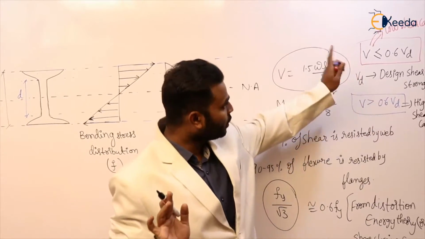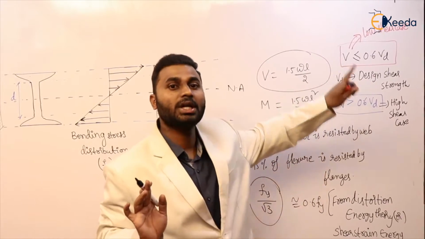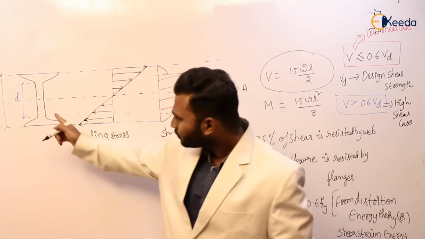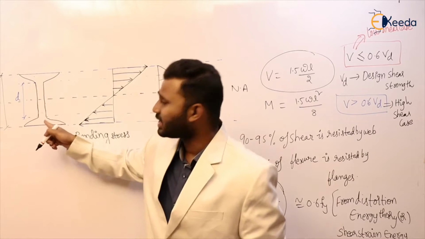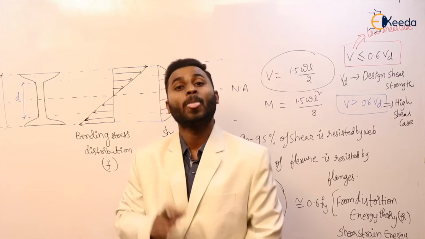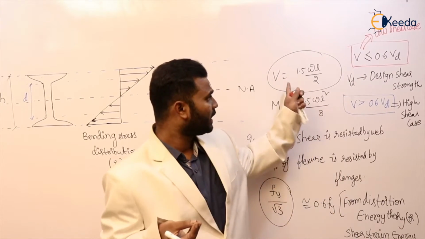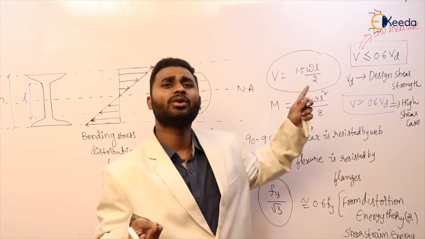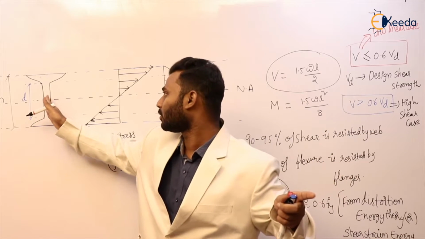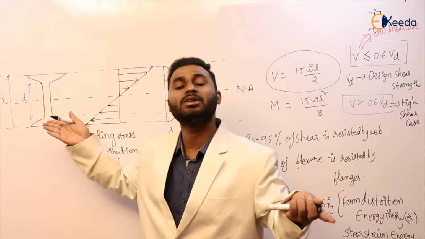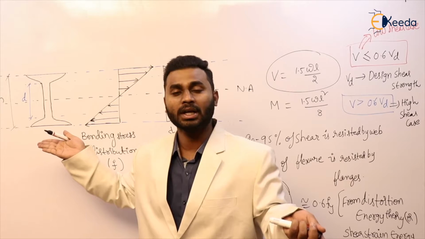But if it is a low shear case, then we assume that the total area of the I section is effective in taking bending moment. The external shear force is less, so the shear in the web is less. So the web is also effective in taking bending. That is the assumption.